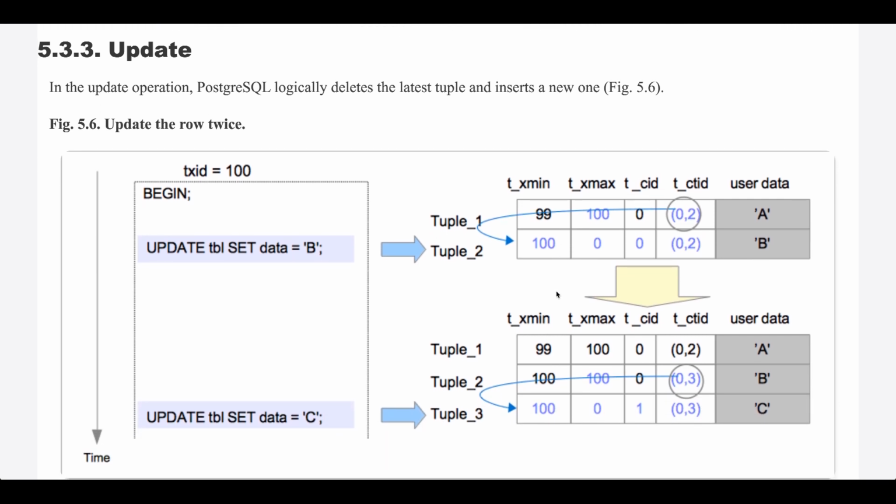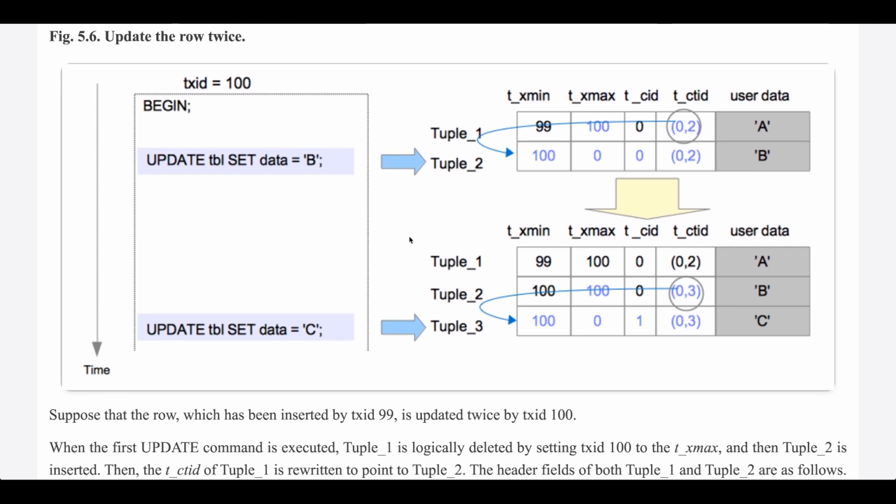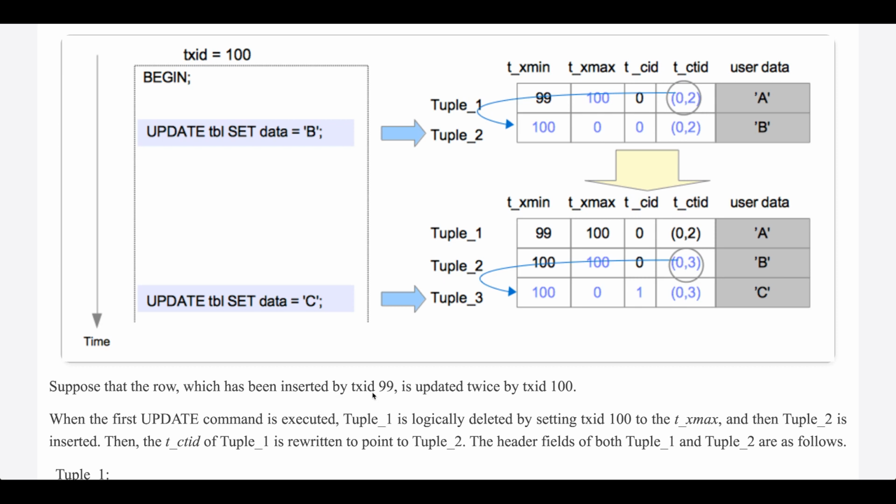5.3.3 Update. In the update operation, Postgres logically deletes the latest tuple and inserts a new one. Update the row twice. Suppose that the row which has been inserted by transaction ID 99 is updated twice by transaction ID 100. When the first update command is executed, tuple 1 is logically deleted by setting txmax to 100, the transaction ID 100. So this is logically deleted. And then tuple 2 is inserted. Then the t_ctid of tuple 1 is rewritten to point to tuple 2.